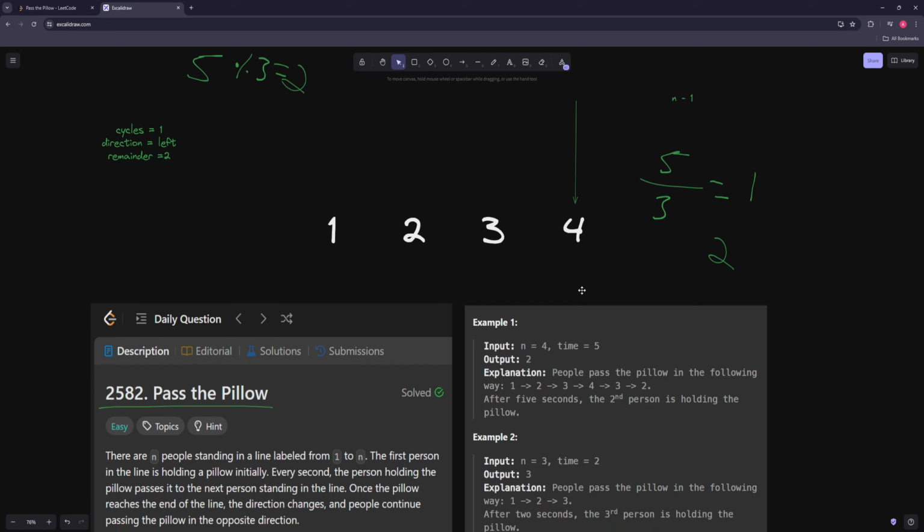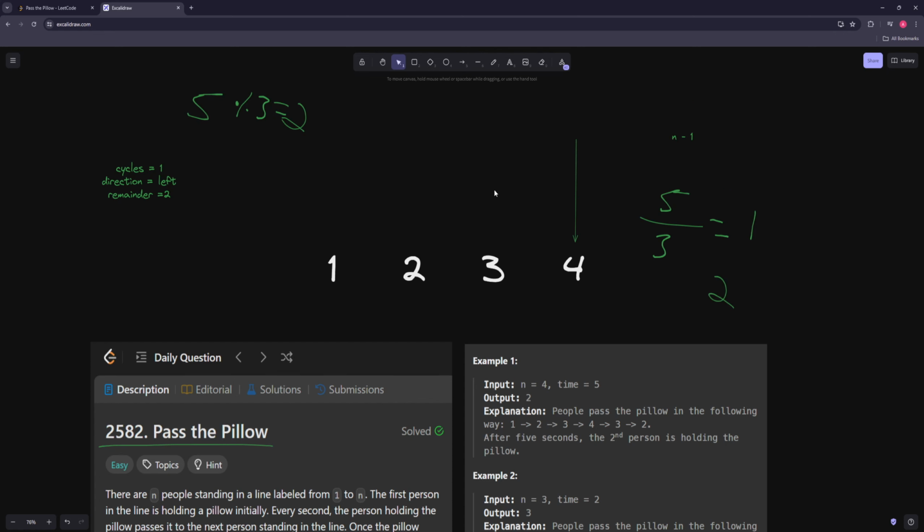Because let's say n and time are pretty big. Let's say time is like 1 billion, and n is 1,000. So if we have 2 extra, we know we're going left. So we need to make 2 moves to the left starting at the last one. So that will just be n minus the extra section, right? And then if we were going right, then we would just do 1 plus the extra section.